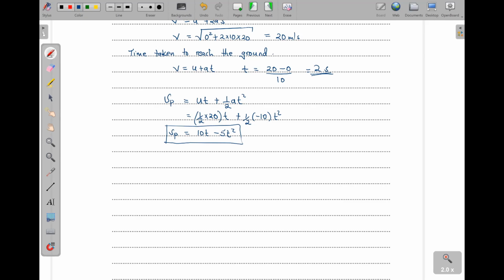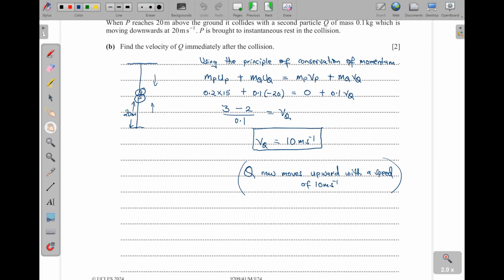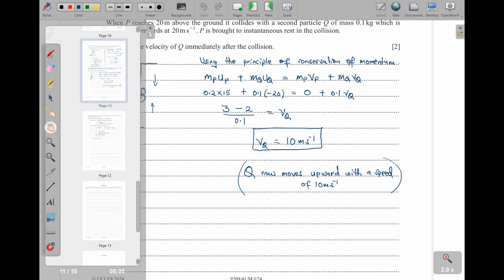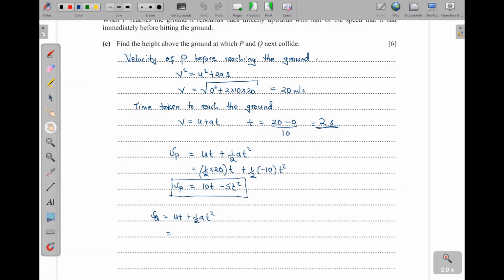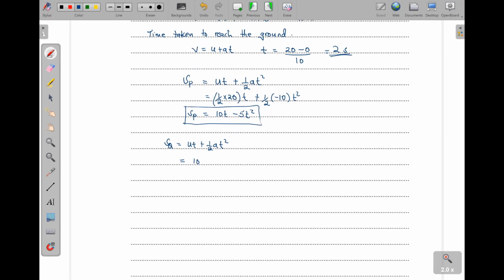Now, also SQ is going to be equal to UT plus a half AT squared. But the U for Q, we found it here after collision. V moves with the speed of 10, so we shall have 10t here, but what is the time here? Q is going to spend t plus 2 seconds. Why?